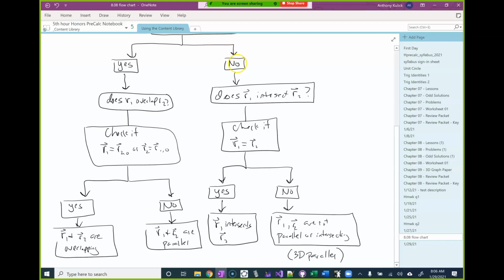Now, if the 2 lines are not parallel, what we have to check is to see if one of them intersects the other. So to do that, you set the 2 vector equations equal to each other and solve that system. That's the place where we're going to use a matrix and do that RREF thing. If that has a solution, then we know that there's an intersection. If we get anything else, then we know that there's no solution to that, and that they are 3D non-parallel and non-intersecting.